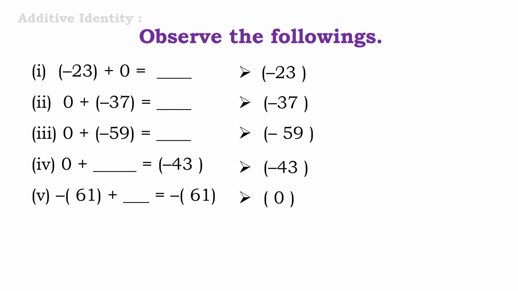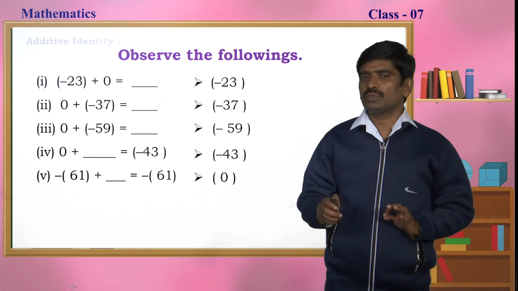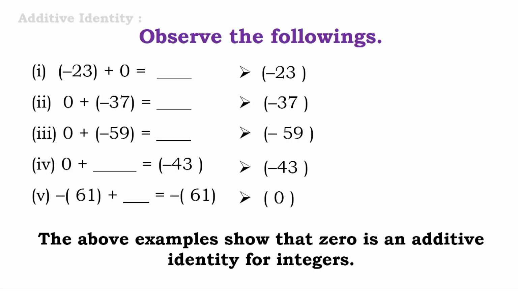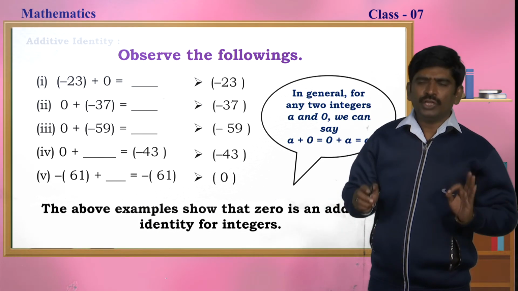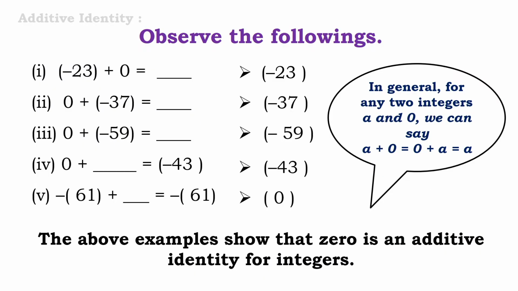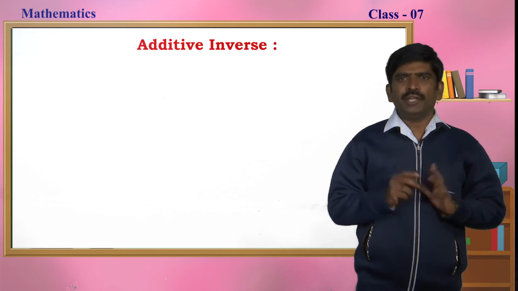Very good. Minus 61 plus 0 is equal to minus 61. The above examples show that 0 is an additive identity for integers. In general, for any integer a, a plus 0 or 0 plus a, both are equal to a. Next, additive inverse.